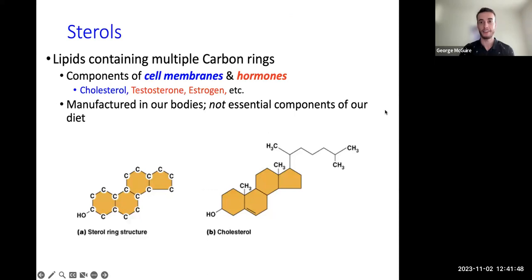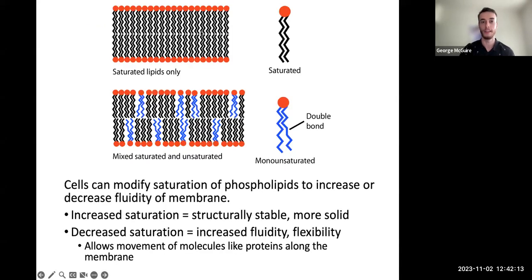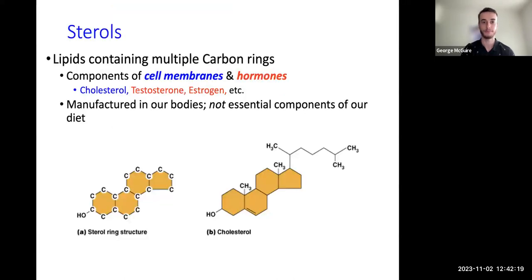And then lastly, sterols. So again, another example of a lipid that our bodies can synthesize, so we don't necessarily need to get them from our diet. However, we do. These are lipids that contain multiple carbon rings, or essentially monosaccharides within their lipid structure. So this is what makes up cholesterol, which is an important component of our cell membranes. It also plays a role in the rigidity of our membrane. So the more cholesterol, the more structurally stable that version of the membrane would be.